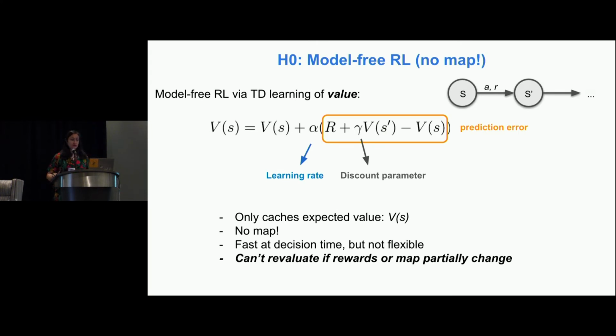Model-free reinforcement learning, which I have shown here, and you will see this again in the tutorial, is one where it only caches value of actions in a given state. It does not store anything about the structure of the environment. And it cannot revaluate if things change midway. It needs to go back, experience everything, and update its state action values. And so it has a challenge in these sorts of revaluation or transfer tasks.